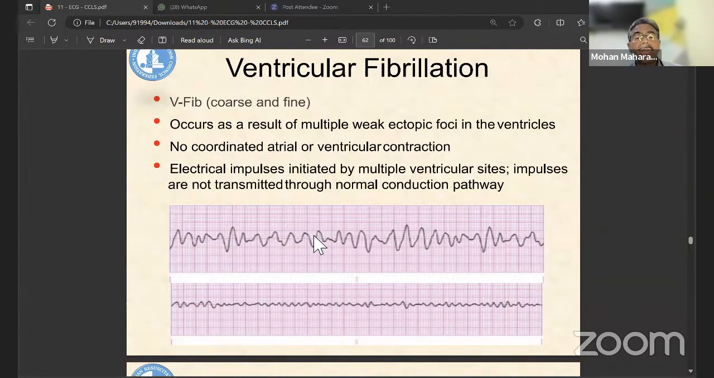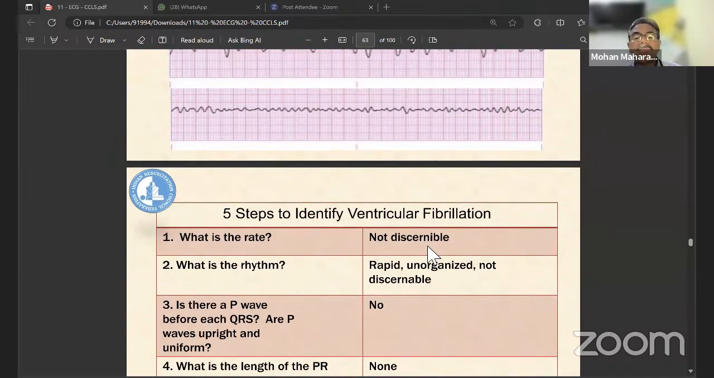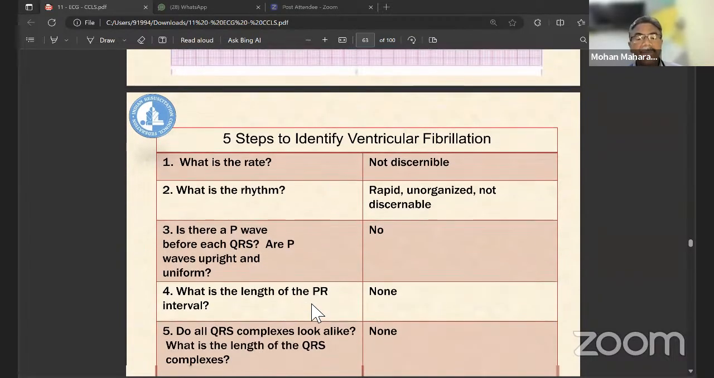So look at how the VF looks. It is a coarse VF. The difference between these two is that sometimes we can confuse it with PEA, and sometimes asystole also looks confusing. So for identification, what is the rate? None. Rhythm: rapid, unorganized, not discernible. Is there a P wave before each QRS? No. Is the P wave upright? Nothing, we can't see.